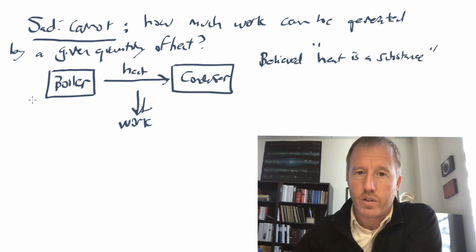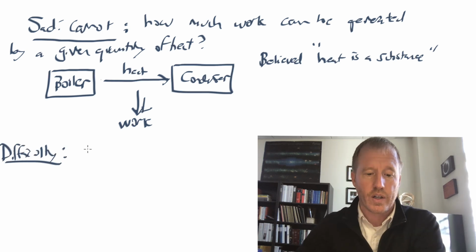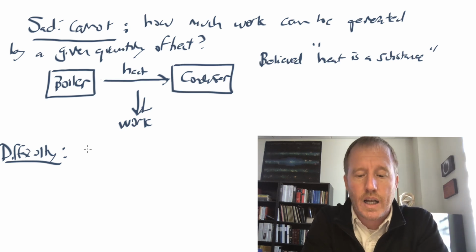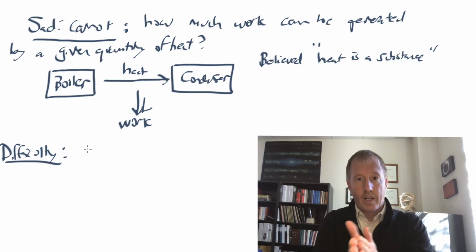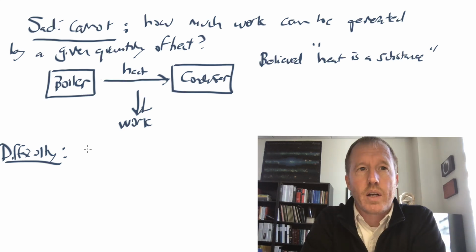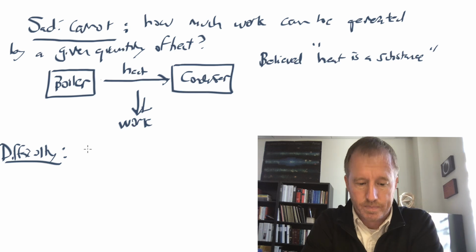Now, here's the difficulty that arises from the caloric theory of heat that did not escape some of the scientists at the time. The difficulty is that it seems that heat can be generated by rubbing things together. You're probably familiar with this. If you take your hands and you rub them together, they get hot, right? So it seems like, from the perspective of caloric theory of heat, the substance of heat would have to be generated by motion, the motion of your hands.